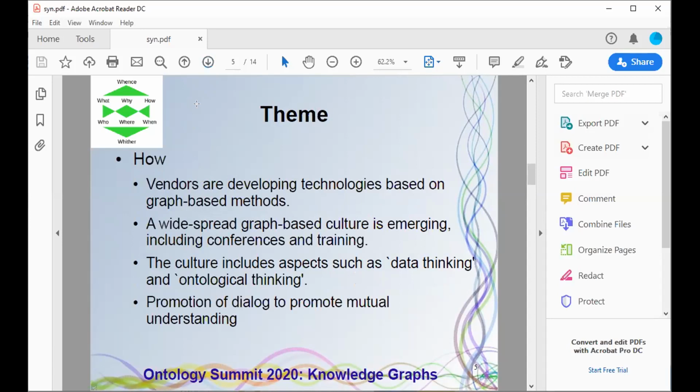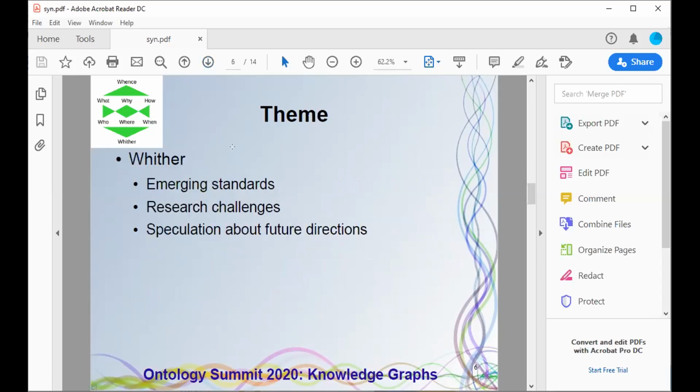And it's actually pretty widespread in its number of conferences and trainings. So we do have a number of sessions that have already been devoted to it, and there'll be more in the future. And then whither, so this is emerging standards, research challenges, and speculation about the future, which will be coming up toward the end of the sessions.